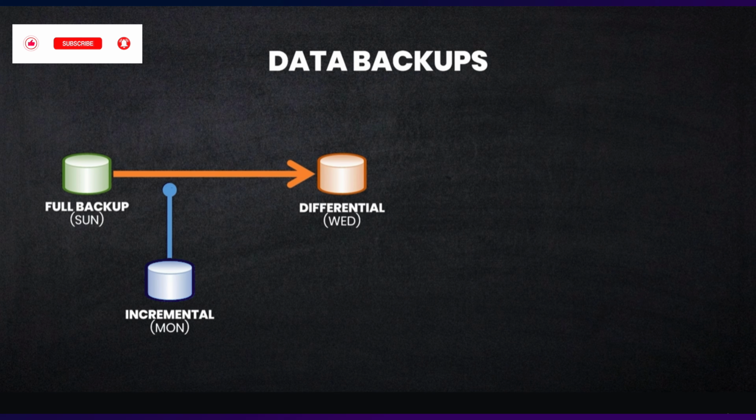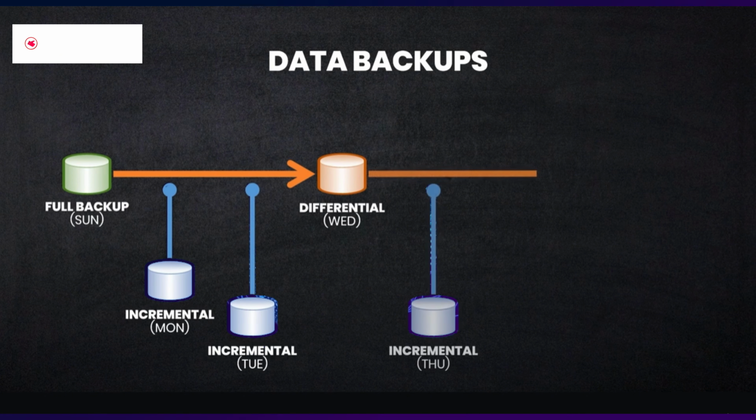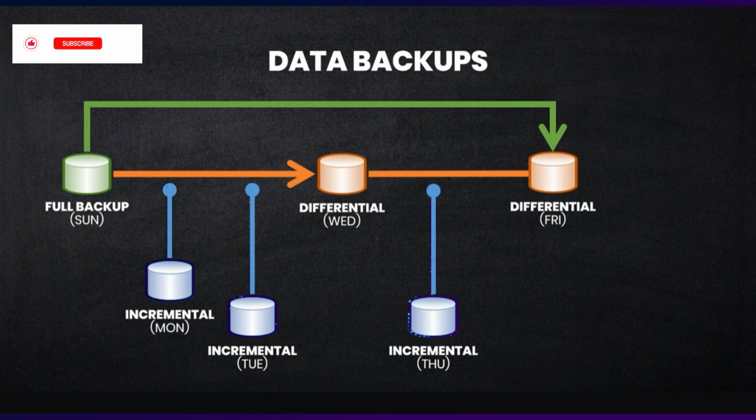We can do them on Monday, we can do them on Tuesday, then we can also do them on Thursday. Then maybe we want to do another differential backup on Friday, and then the differential backup will capture anything that's changed since the last full backup, right? It's not targeting the Wednesday's backup, so it's going all the way back to the Sunday and doing a differential, and it's also including this incremental as a part of that backup.